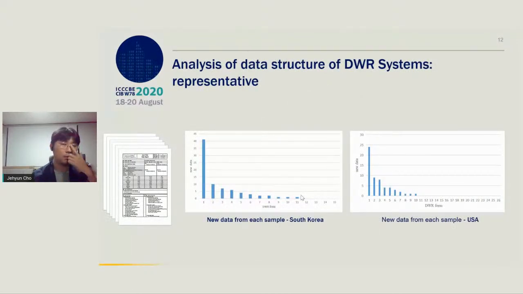And we can say that our analysis result has representativeness because, by accumulating new data from each system sample, we finally figured out that from a certain number of system samples, we couldn't find any new data anymore.